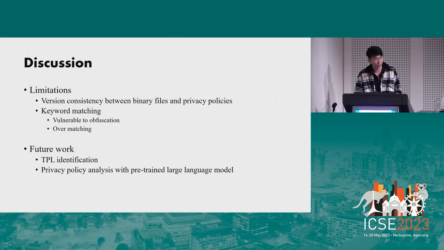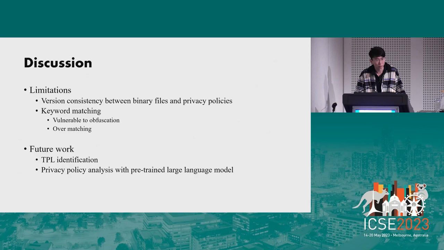Besides, ATP checker applies keyword matching methods in the privacy policy analysis and the host app static and data flow analysis, and these methods are vulnerable to obfuscation, and besides, this may cause over-matching.